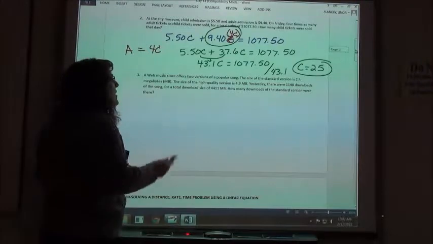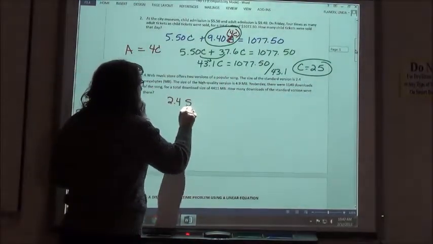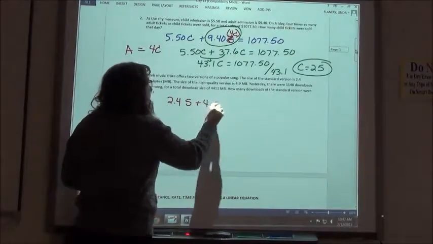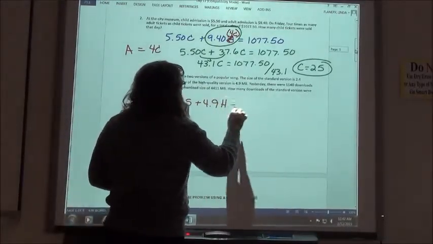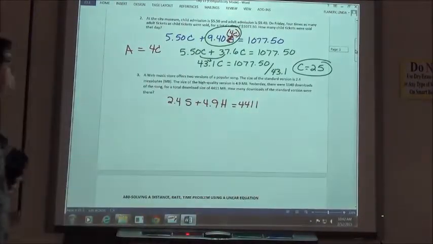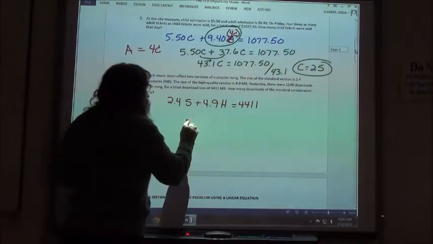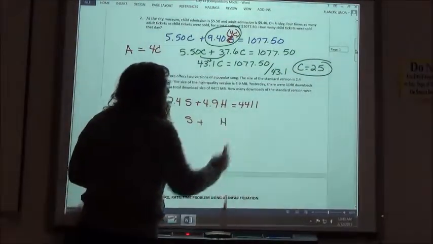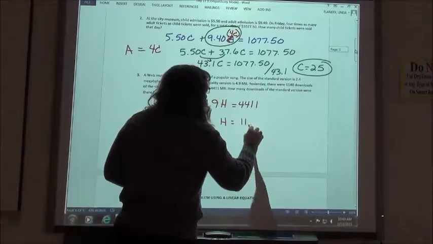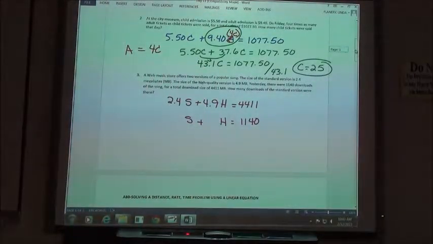So in this case, first of all, going with the megabytes, 2.4 for the standard version plus 4.9 for the high quality version gave me a total of 4,411 megabytes. My second equation has to do with the total number of songs downloaded. If I take the number of standard ones plus the number of high quality ones, I get 1,140 total downloads. So very similar to what we did on the very first problem.